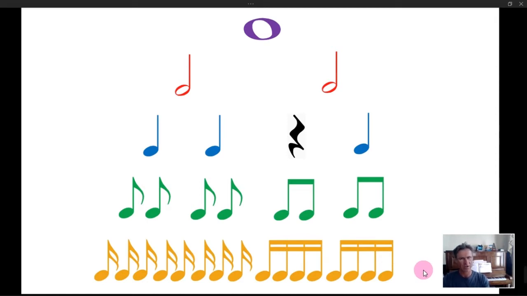Now, you have a go at that with me if you didn't the last time. Remember, watch out for that rest coming up in the second line there. Here we go. 1, 2, 3, 4.